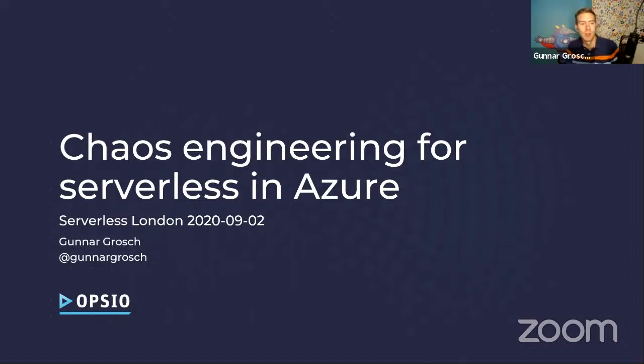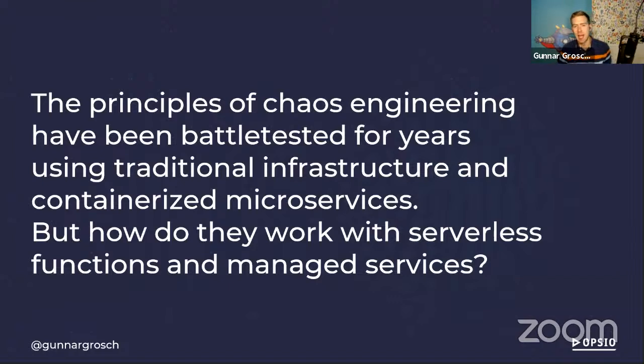Okay. So chaos engineering for serverless in Azure. That's the topic of the night. And this is the abstract of the talk: the principles of chaos engineering have been battle tested for years using traditional infrastructure like containerized microservices and virtual machines and so on. But the question is, how do the principles work with serverless functions and fully managed services?